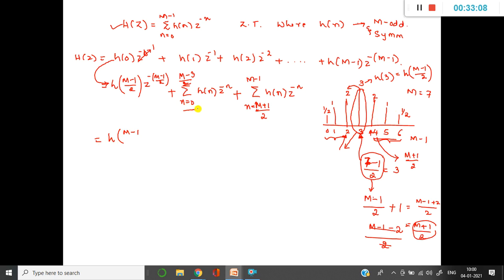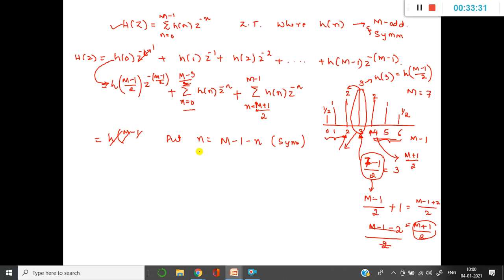Now both the summations should start with 0. That is my agenda. So what we do is put n equal to M minus 1 minus n, because we are considering the symmetric property. Therefore n should be equal to M minus 1 minus n.